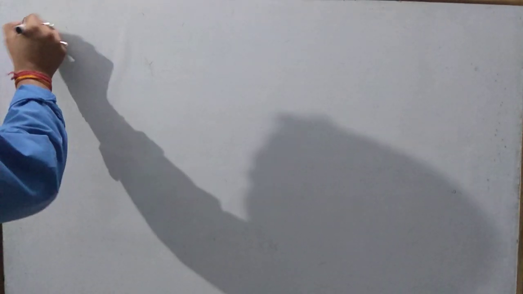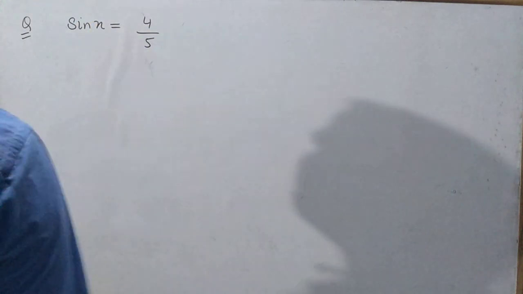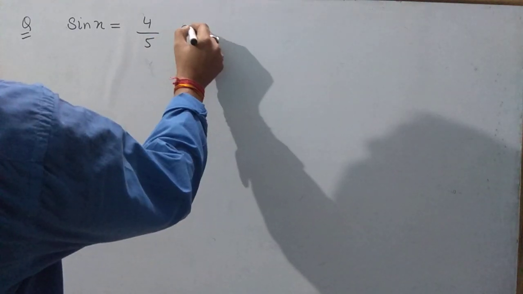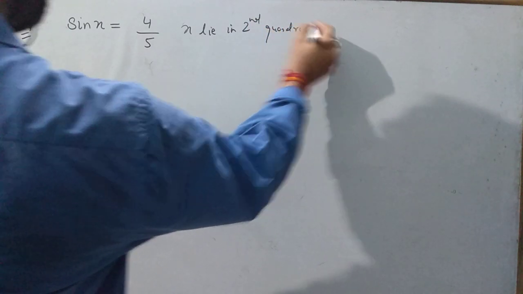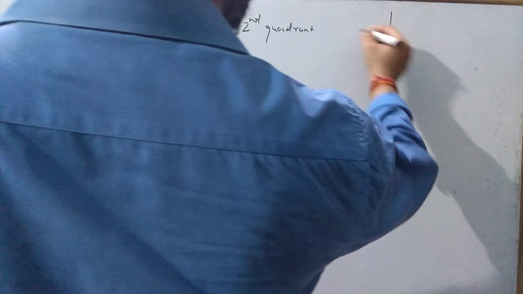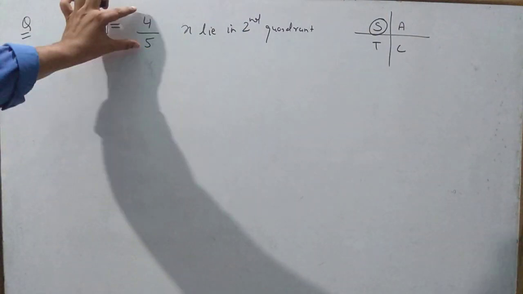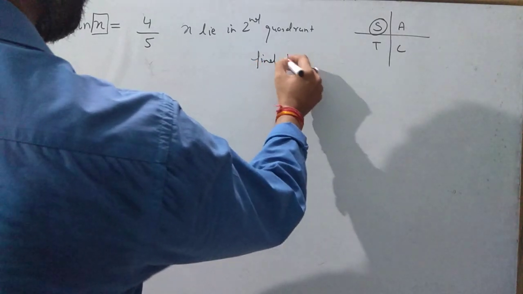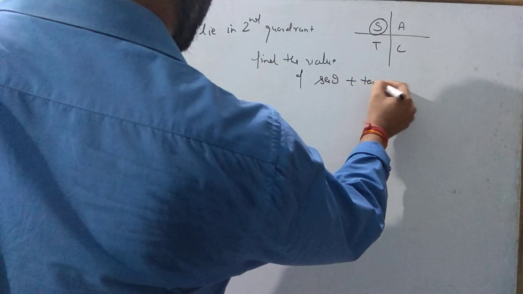Now, next question. The value of sin x is given as 4 upon 5, and the question says x lies in the second quadrant. X means this angle lies in which quadrant? Second quadrant. As you know, from the concept of this quadrant rule A, S, T, C, the second quadrant belongs to sin, that is why it is positive. So x lies in the second quadrant, find the value of sec theta plus tan theta.